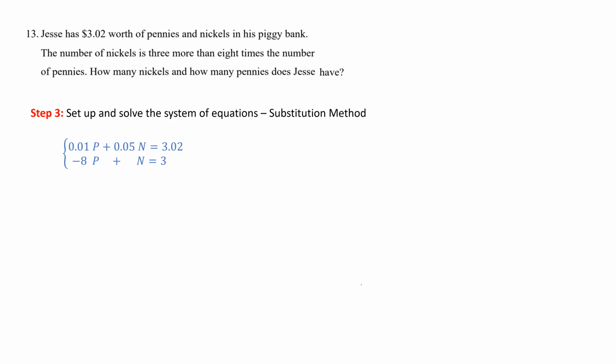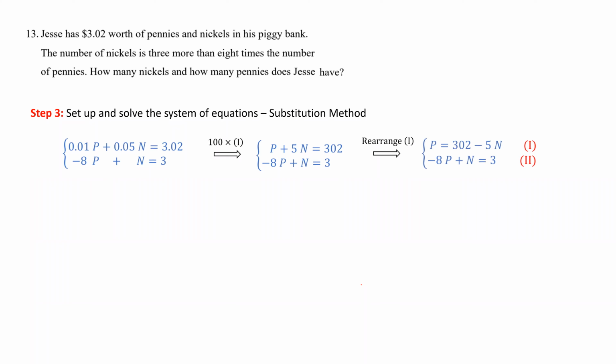Before we get into solving the system, it'd be convenient to change the numerical coefficients of the first equation to integers as opposed to decimal numbers. So we will multiply the first equation by 100 to eliminate decimals. 0.01 times 100 will be 1, 0.05 times 100 will be 5, and 3.02 multiplied by 100 will be 302. Now, we rearrange the first equation and isolate P. That's the first step for substitution method.